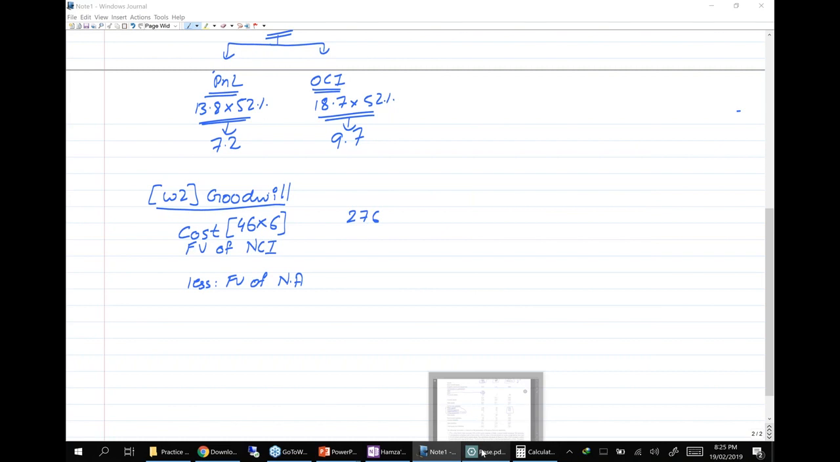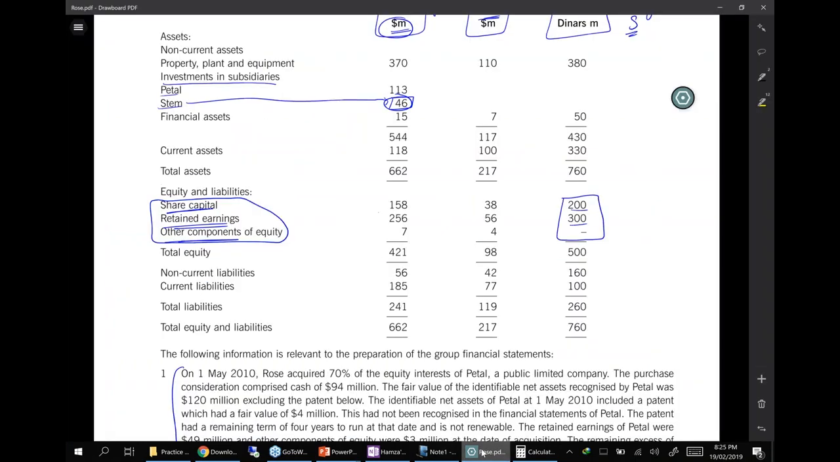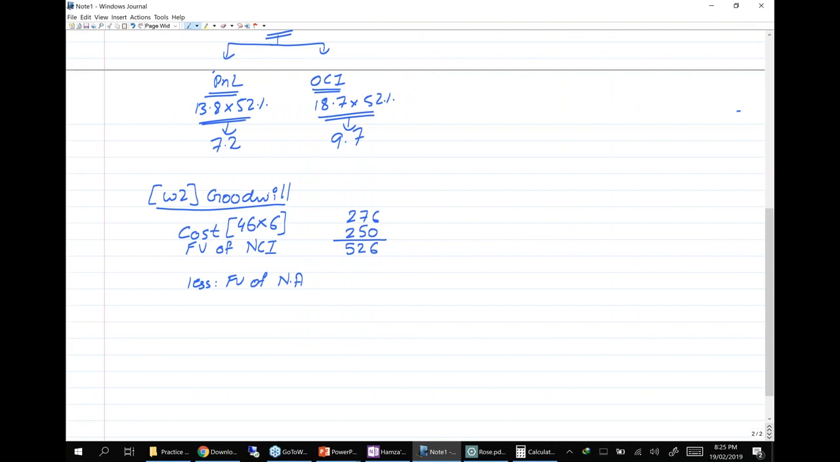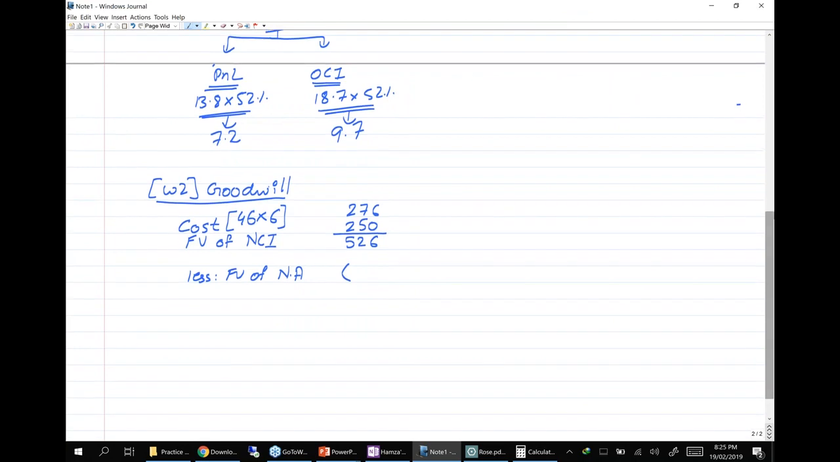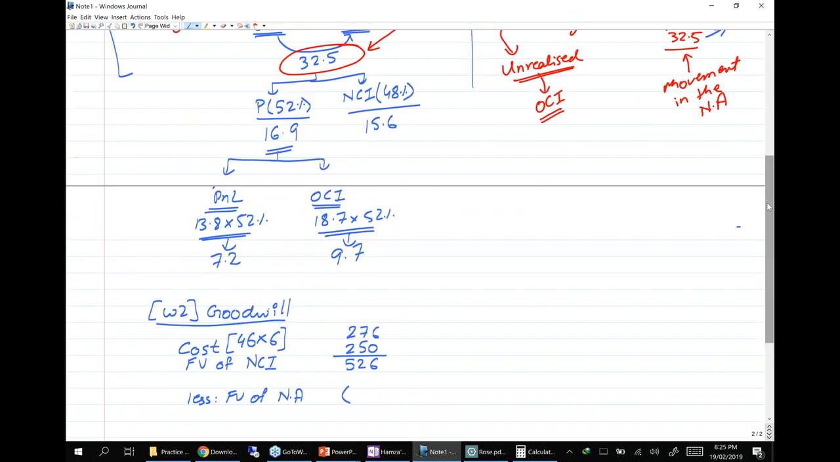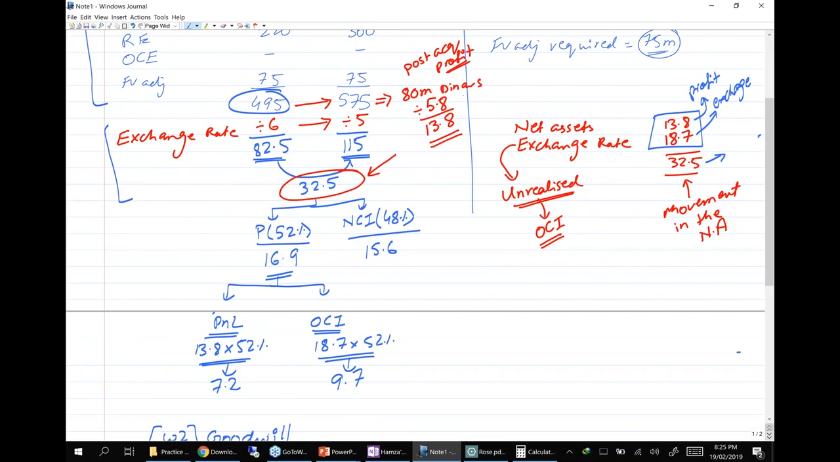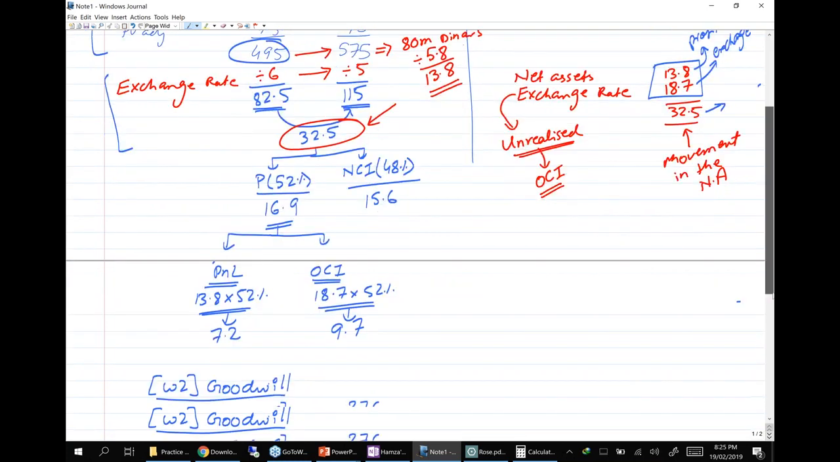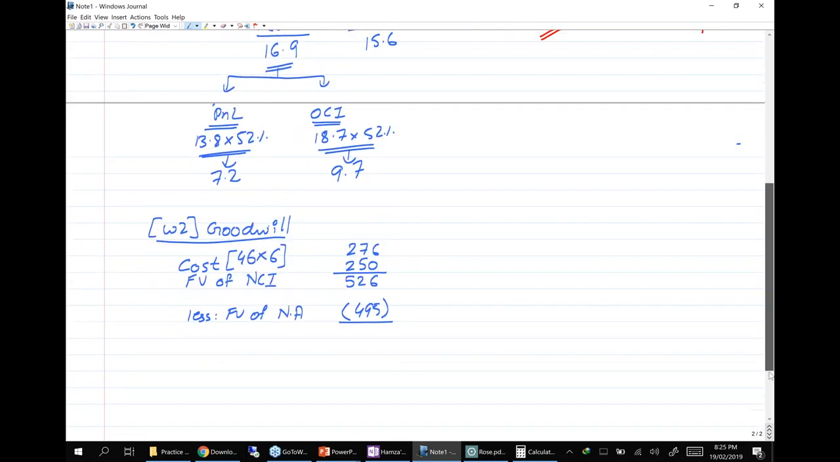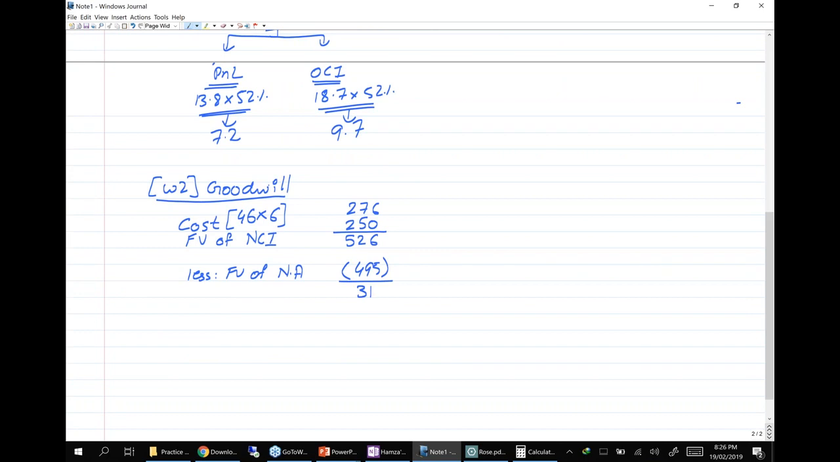The fair value of NCI was given to us as 250 million dinars. So we are going to add 250 into this to get 526 in total. And then we are going to deduct the net assets, which we have just calculated. The net assets are going to be 495. Why 495? Because we are calculating the goodwill in terms of dinars. If we deduct 495, we get goodwill of 31 million dinars.